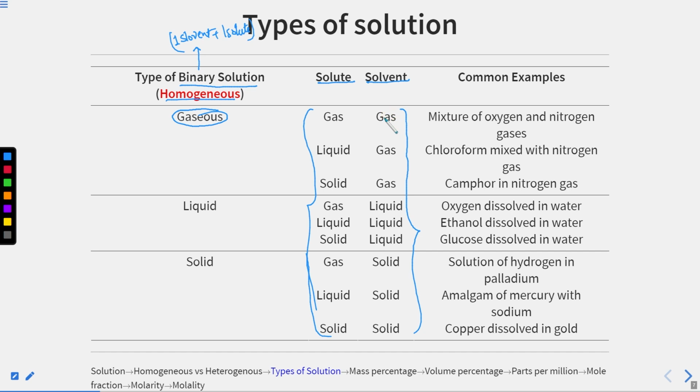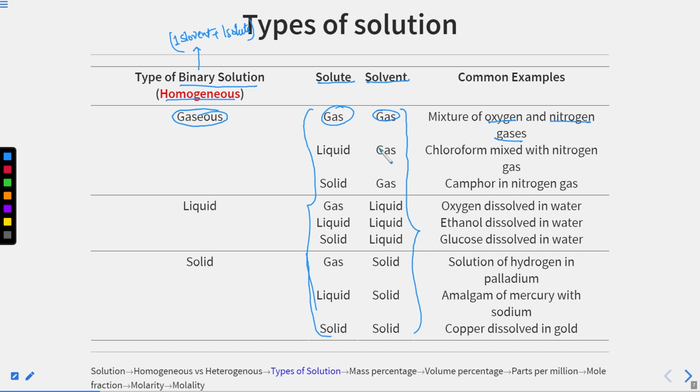If we are dissolving gas into gas, this gas is the solvent. Suppose we are taking two gases and dissolving both of them, and one of the gases is present in excess. The gas which is present in excess will be the solvent, and the gas which is present in a small amount compared to the solvent gas is the solute. Now we can take a mixture of oxygen and nitrogen gas, a very simple example. It will be an example of a gas solution, and one of the gases is taken as the solvent.